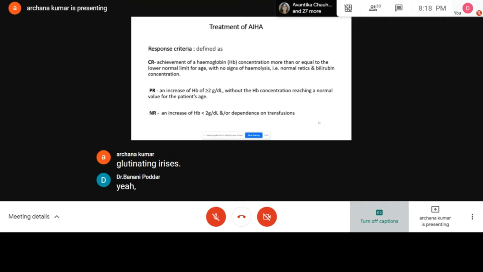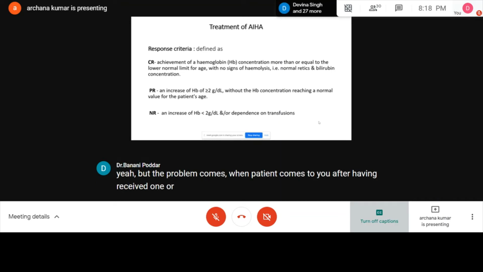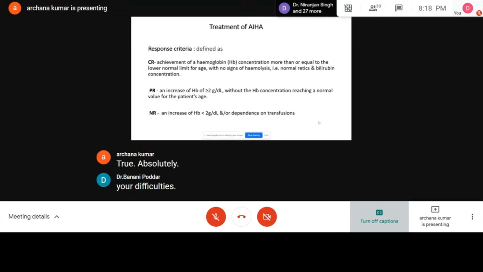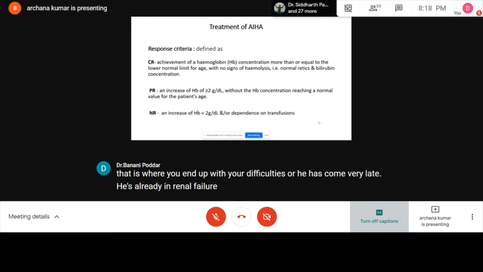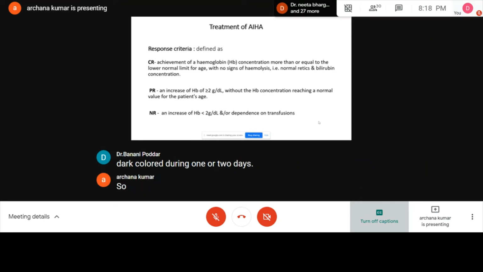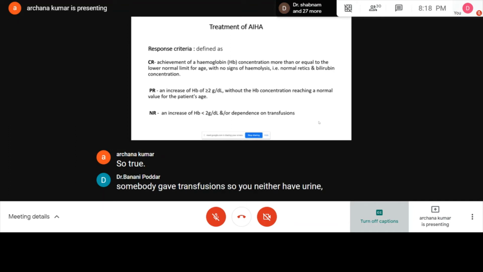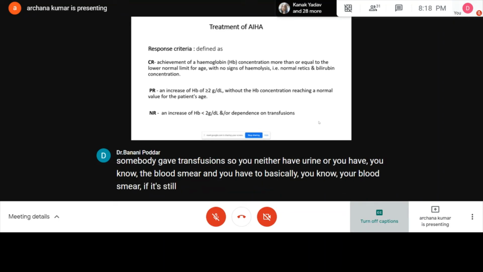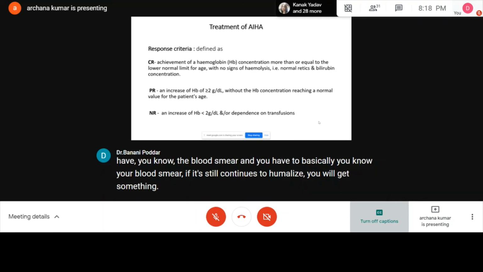But the problem comes when the patient comes to you after having received 1 or 2 transfusions. True. That is where you end up with real difficulties. Or he has come very late, he is already in renal failure, and you get only some history that he has passed dark colored urine 1 or 2 days. True. Somebody gave transfusions, so you neither have urine nor the blood smear. If it still continues to hemolyze, you will get something, but sometimes it does become difficult. True.